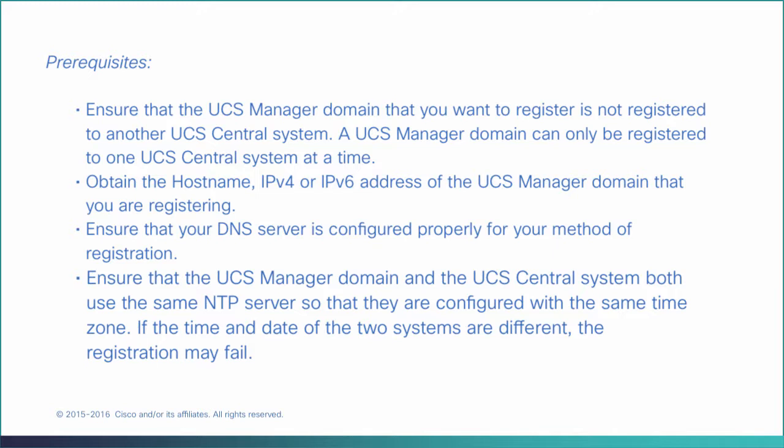Obtain the host name, IPv4 or IPv6 address of the UCS Manager domain that you are registering. Ensure that your DNS server is configured properly for your method of registration. Ensure that the UCS Manager domain and the UCS Central system both use the same NTP server so that they are configured with the same time zone. If the time and date of the two systems are different, the registration may fail.